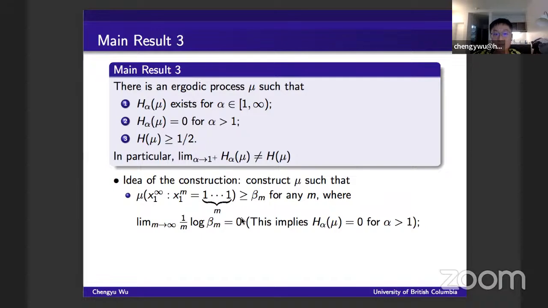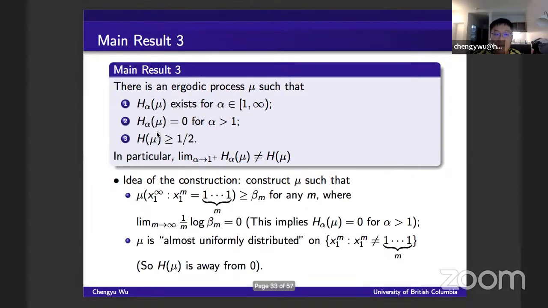I will show you details later. And secondly, if you want a random process whose entropy is relatively large, intuitively we want the process to be almost uniformly distributed, because the uniform distribution always gives you the largest entropy. So if we can show that our process is not very far from uniform distribution, then intuitively we can show that the entropy of that process will not be close to 0, so it will be bigger than or equal to some constant. So these are the two goals we want for our target process.